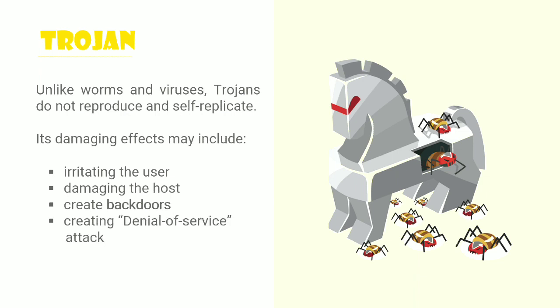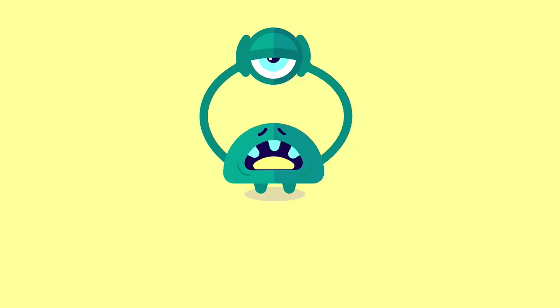Another one is creating a denial of service attack. This happens when there are malicious attempts by one or more people, causing the victim, or a website, or a node from a network, to deny service to its customers or its users. Again, Trojans do not reproduce themselves, but they must spread through user interaction, such as opening an email attachment or downloading and running a file from the internet.